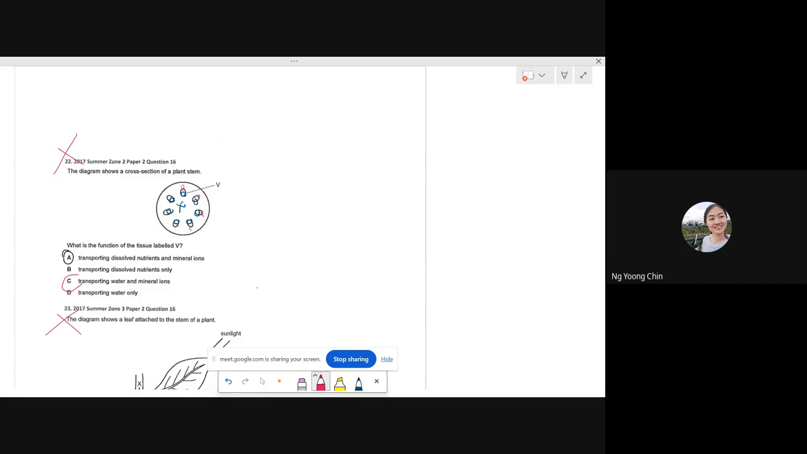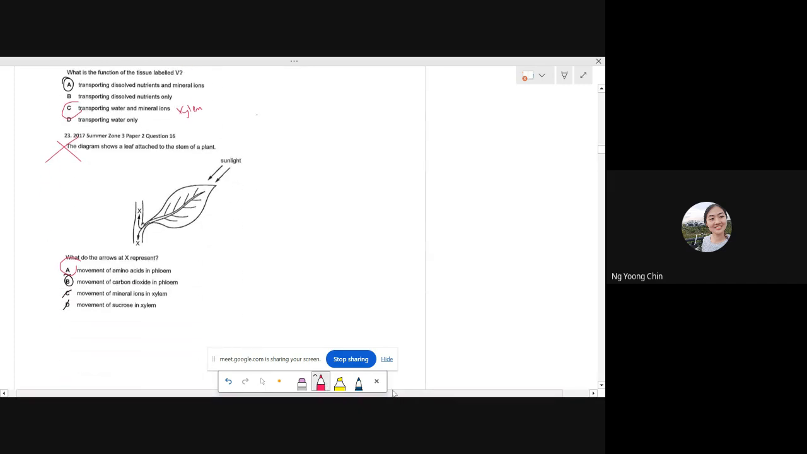So the function of xylem is to transport water and mineral ions. Phloem will transport the dissolved nutrients only. There is no single structure that transports the dissolved nutrients and mineral ions together. So xylem helps transport water and mineral ions, and phloem helps transport the dissolved nutrients, which include amino acids, sucrose, those kinds of nutrients.